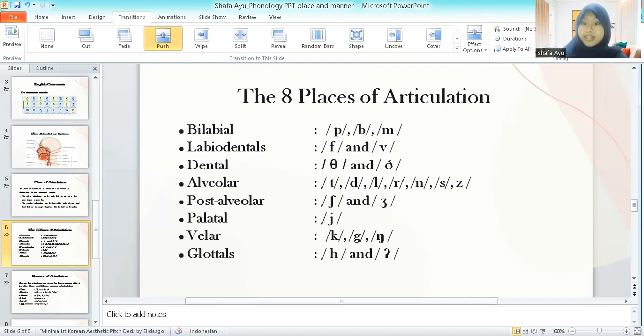Next is dental. Dental is contact between the tip of the tongue and the area just behind the upper teeth. For example, the two th sounds. Next is alveolar. Alveolar is contact between the tongue and the alveolar ridge. This is the ridge area between the upper teeth and the hard palate.